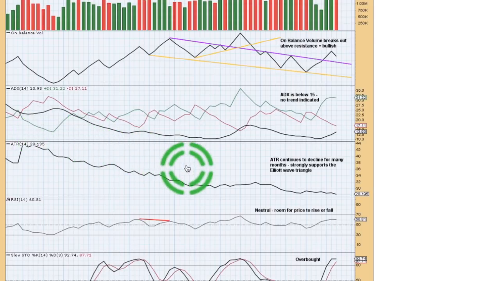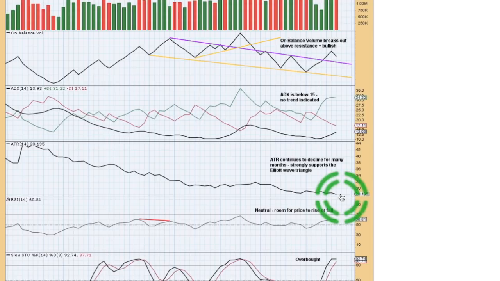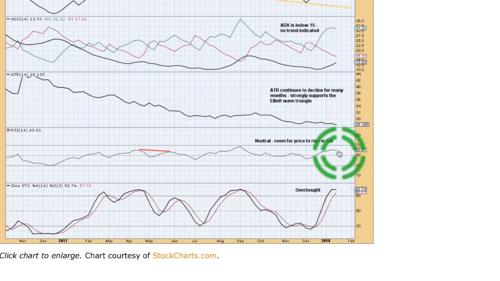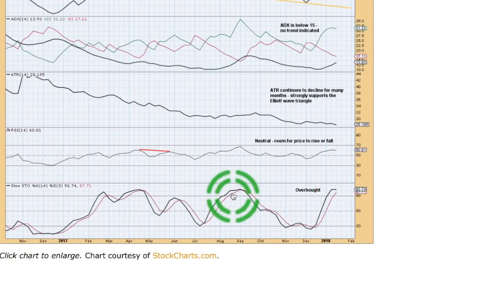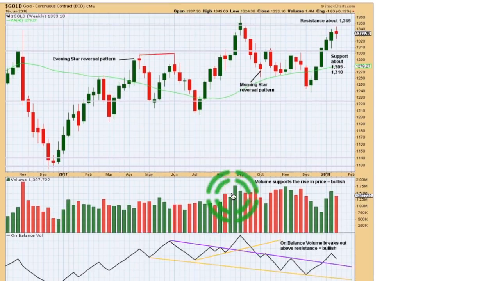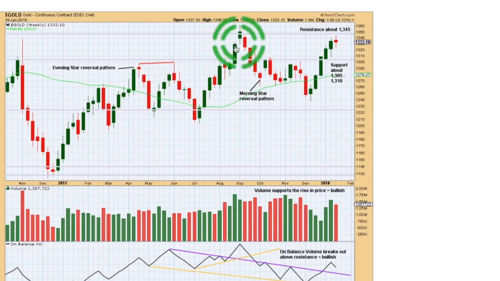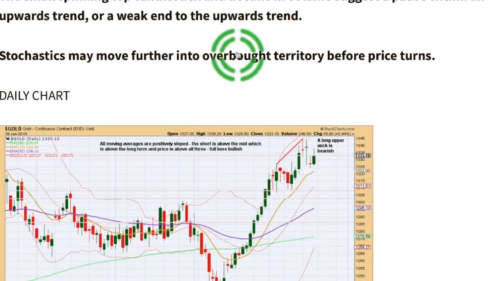ATR has been declining for many months now, and this still strongly supports a triangle, an Elliott Wave triangle at the weekly chart level. So that would support the first and third weekly charts. RSI is neutral, plenty of room for price to rise or fall, and stochastics is overbought, but just because it's moved fully into overbought territory does not mean upward movement has to end here. When it moved fully into overbought territory here, that was not the end of upward movement. It still continued quite substantially for another couple of weeks or so. That could certainly happen again.